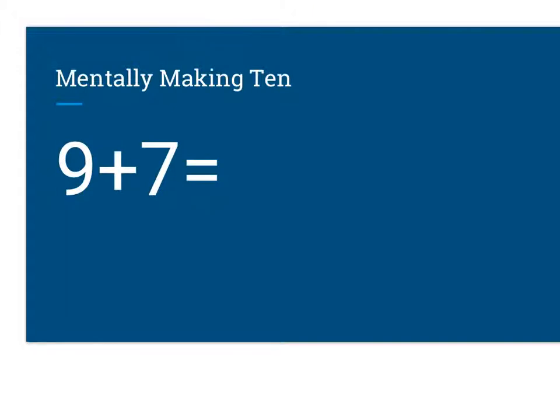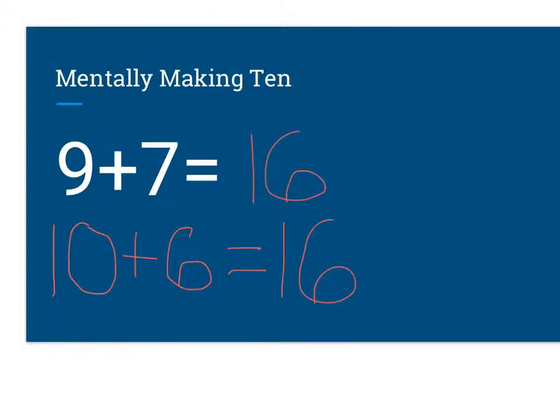Once I have enough experience with the 10 frame, I can start mentally considering how 9 is 1 away from 10. So I could look at a problem like this, 9 plus 7, and I could reconsider my add-ins. 9 is 1 away from 10, so if I compensate and take 1 from the 7, I can make that 9 into 10, but that leaves me with 6. So 9 plus 7 is the same thing as 10 plus 6. 10 and 6 more gives me 16, so 9 plus 7 must be 16.